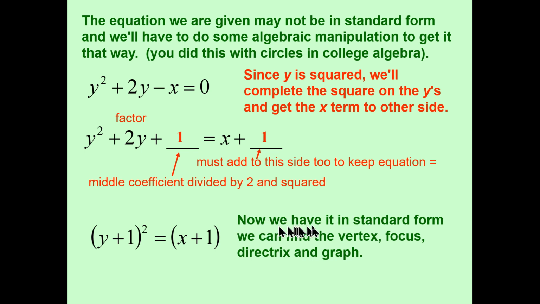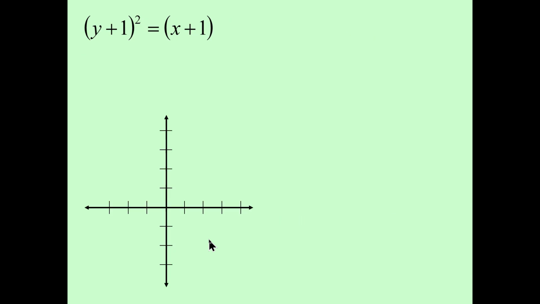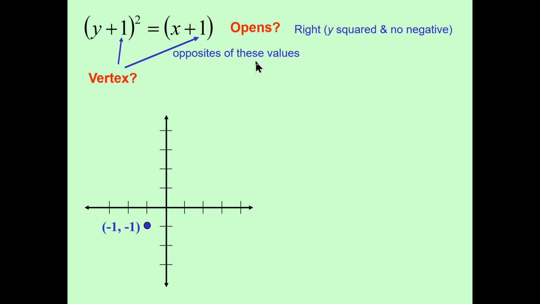So now we have it in standard form. We can find the vertex, focus, directrix, and the graph. So you know that 4A is going to be in there, and you have the vertex there. This is y squared, and it's positive here, so it opens to the right. The vertex is going to be at what? (-1, -1), looks like. Opposite of these values, opposite.